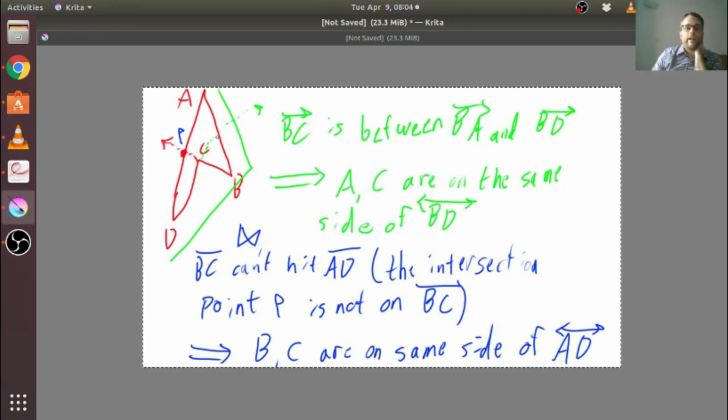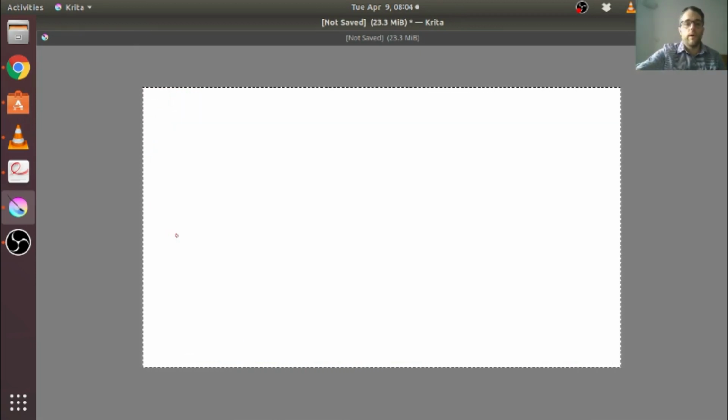So what do I have? I have A and C are on the same side of BD. I have B and C are on the same side of AD. So let me just redraw this picture now. What have I just shown? So here's my figure again.